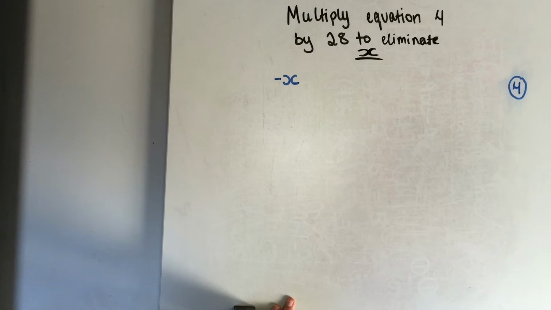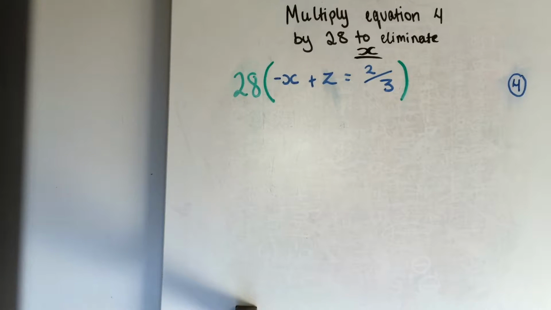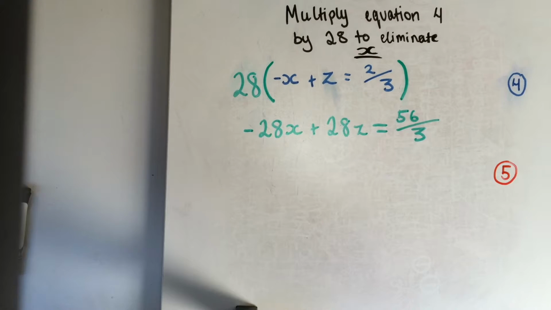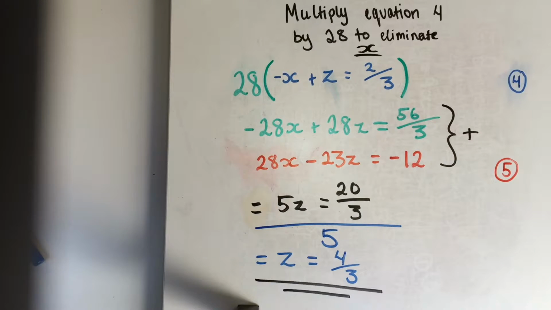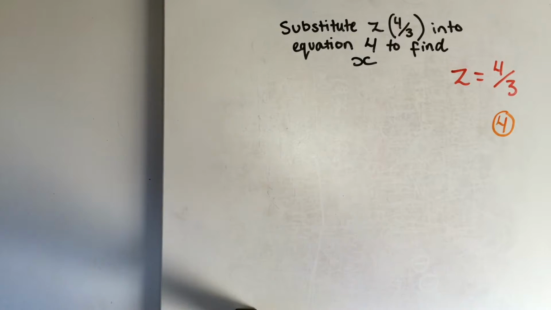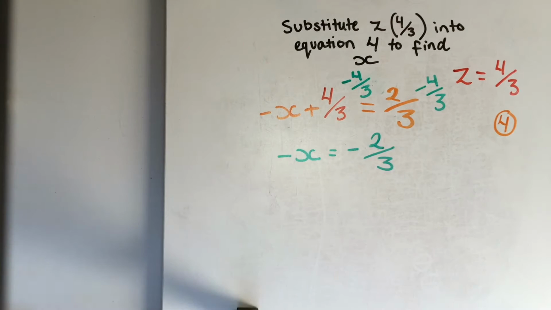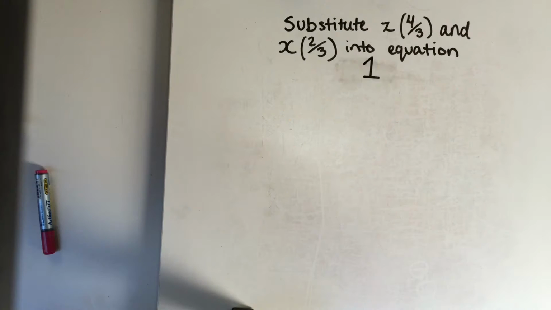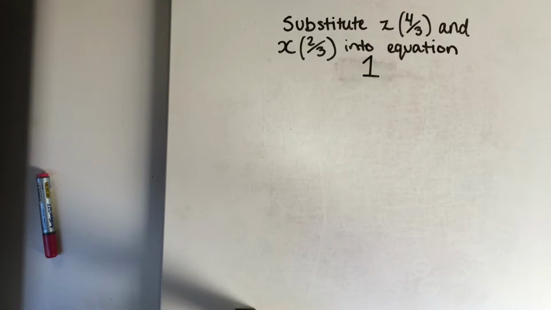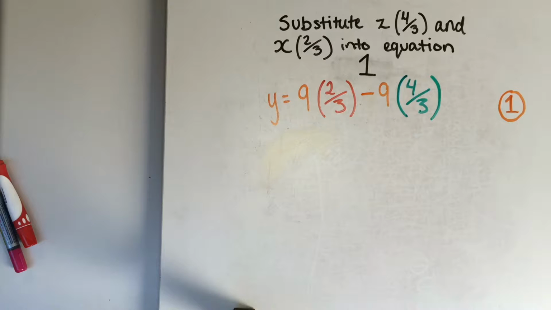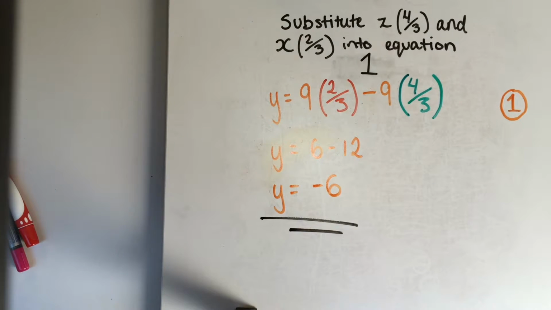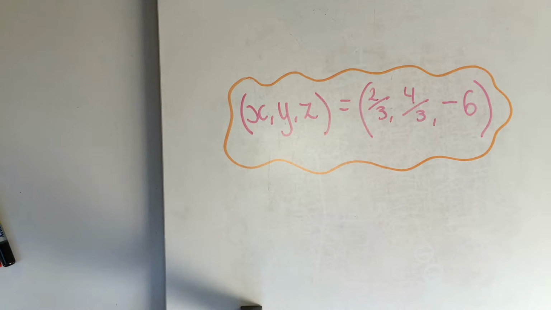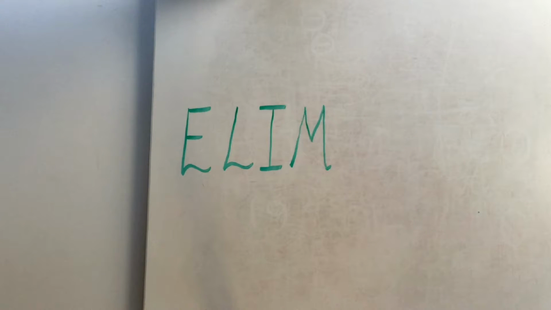Now we need to eliminate the x variable. We do that by multiplying equation 4 by 28. Now you add the new equation 4 with equation 5, you can now back substitute z equals 4/3 into equation 4 to find the x variable. You can now back substitute the equation z equals 4/3 and x equals 2/3 into equation 1. You then simplify to get the y variable. You now put your answer into proper format. That is it for substitution, and now we're on to elimination.